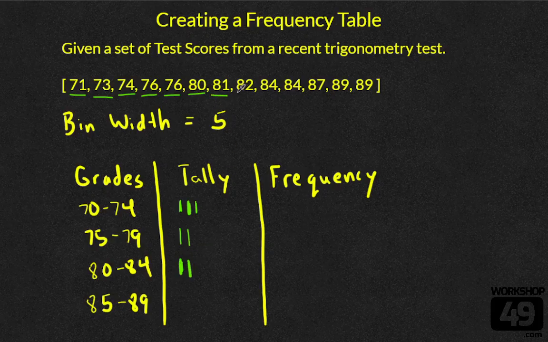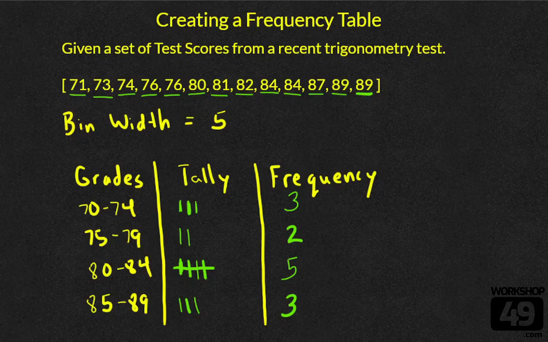81 goes right there, 82, and 84, and one more 84. Hooray, I get to cross a tally. I've been waiting for that. And an 87, and we have two 89s to finish off. And we can finish this by counting up our little tallies. So we have a frequency of 3, 2, 5, and 3. And this is how we organize a set of data in frequency tables.